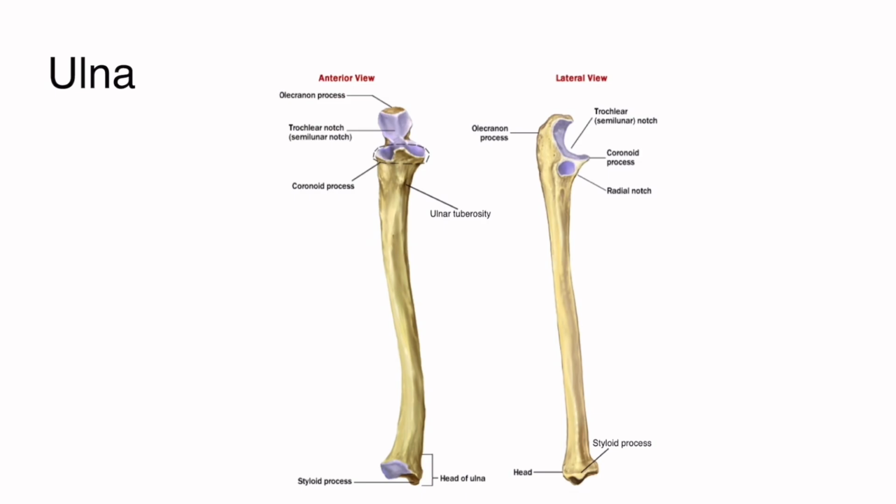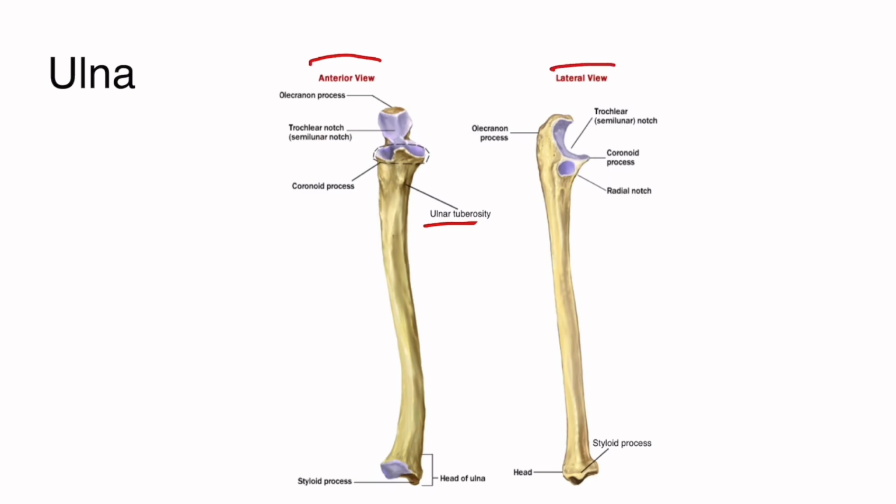The ulna is a long bone located on the medial side of the forearm. It articulates with humerus at the elbow joint and radius at both the proximal and distal radio-ulnar joints. The ulna primarily provides stability to the forearm, while the radius is more involved in the movement. When we see the ulnar tuberosity, we can see easily it is the anterior view of the ulna, and then here is the lateral view of the ulna.